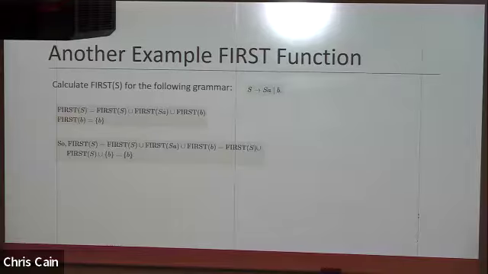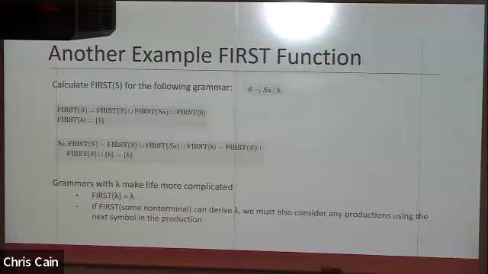I said this is going to be getting more challenging at some point, and it seems like this isn't so bad so far. We have not considered grammars with lambda in them, and grammars with lambda make things just a little bit more fun. So we're going to define first of lambda to be lambda. But first of some non-terminal may be able to derive lambda. And if that is the case, then we have to consider the next symbol in the production as well.